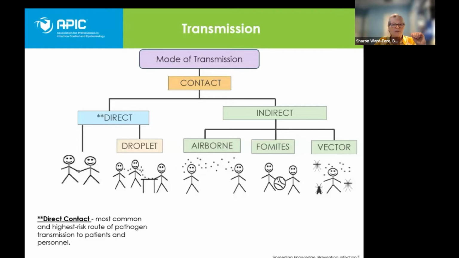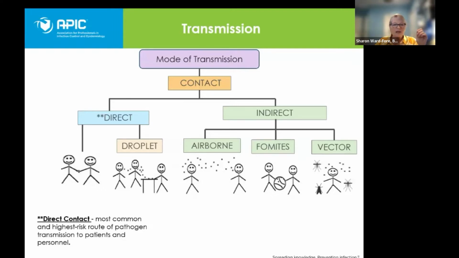Next are fomites. A fomite is an inanimate object or an environmental surface that can carry and spread disease and infectious agents. And fomite transmission is usually associated with respiratory and gastrointestinal diseases. So some infections transmitted by fomites are RSV, rotavirus, norovirus, and C. diff.